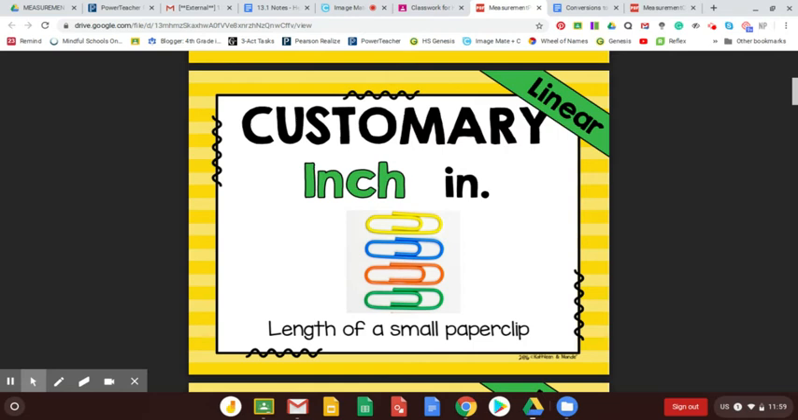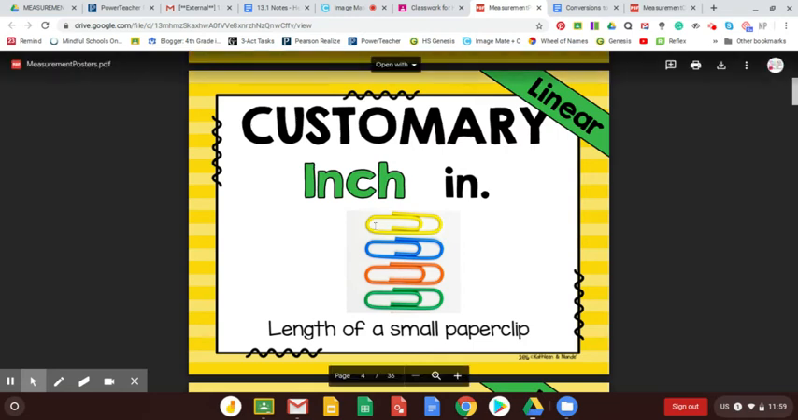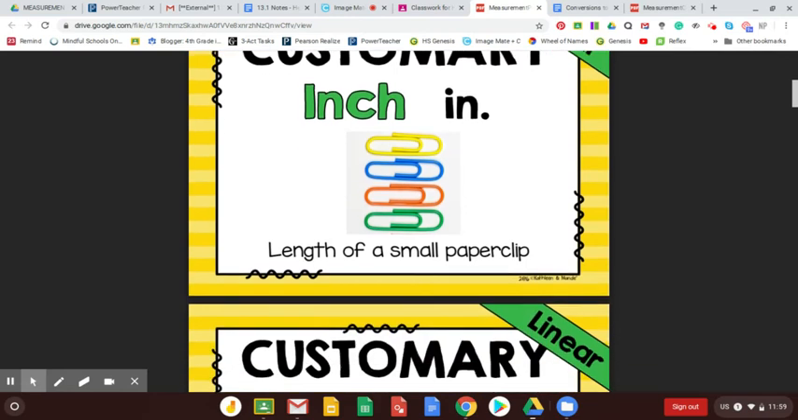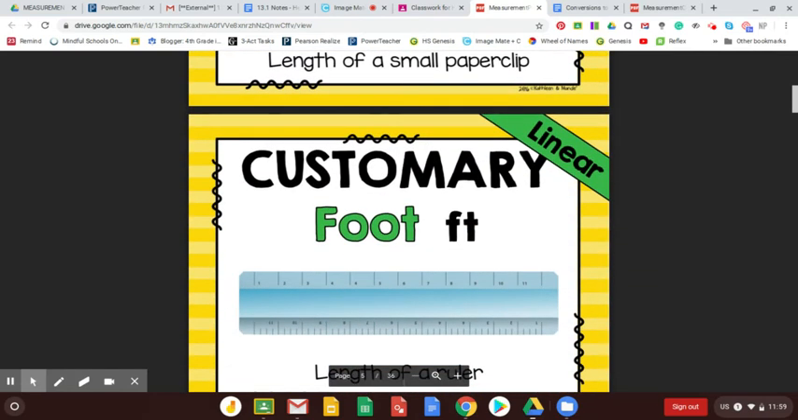And if you think of a small paper clip, from the tip to the other tip, the length of it is about an inch. I like to think of my thumb as about an inch long. If everybody looks at their thumb right now, it's about an inch, maybe a little bit bigger than an inch.